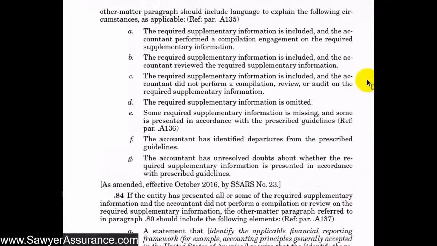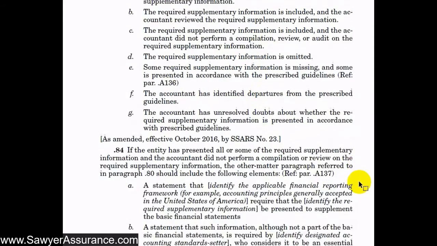But next, if some of the required supplementary information is included and some of it is missing, we should notify the users of the financial statement about that, which will be discussed shortly as well. And if we have identified any departures from the guidelines, we should say that. And if we have any unresolved doubts about whether the required supplementary information is presented in accordance with prescribed guidelines, we should say that. So these are several different scenarios that might occur, and in general, our paragraph should state which situation has occurred.